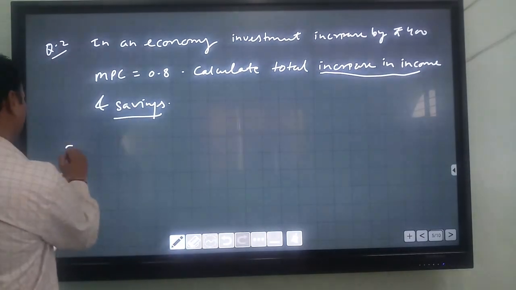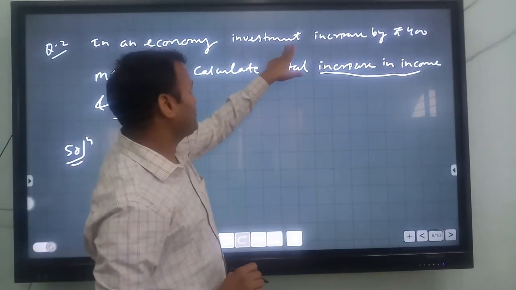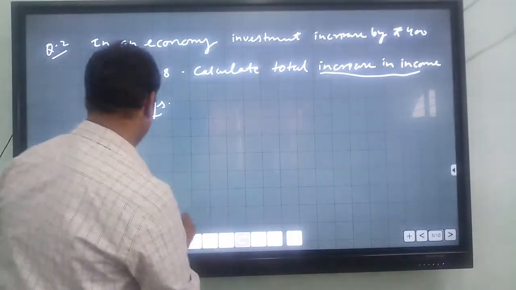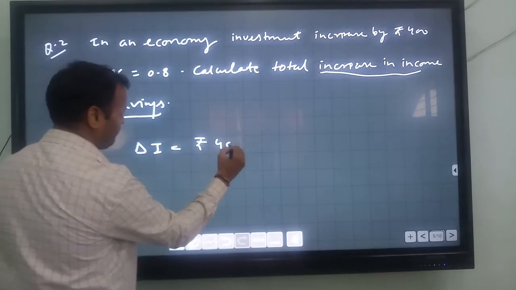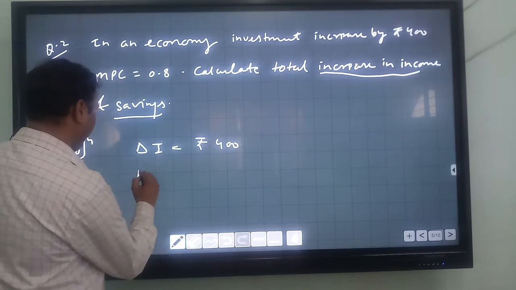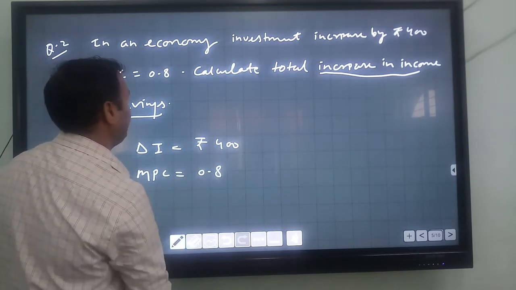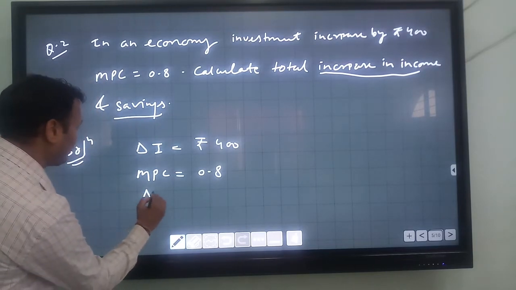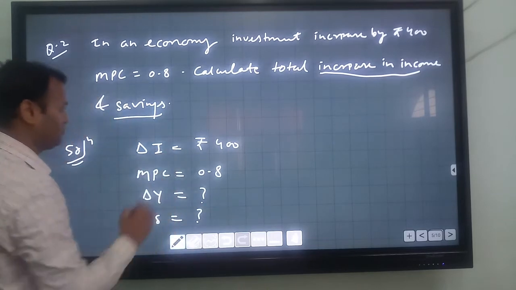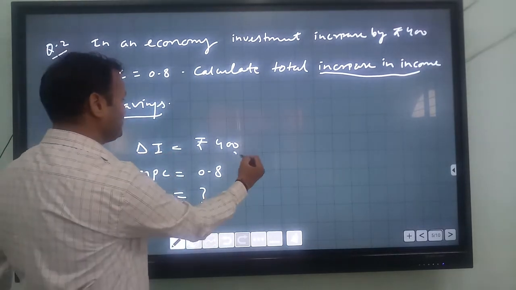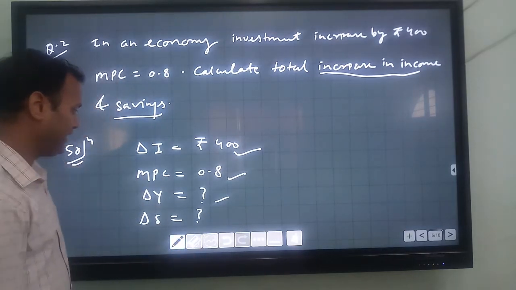Now in this question we are given that investment increases by 400, so delta I is equal to 400. And MPC is given as 0.8, and we have to calculate delta Y and delta S. So we are given the change in investment and MPC, and we have to calculate delta Y and delta S.